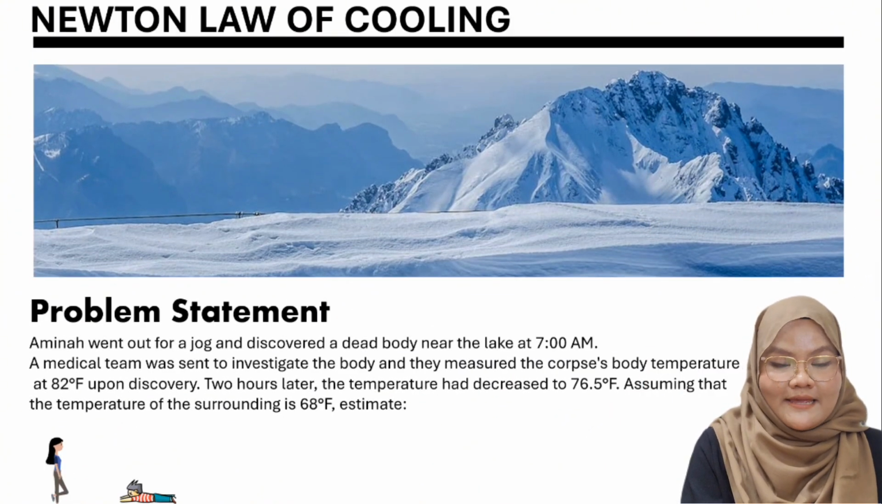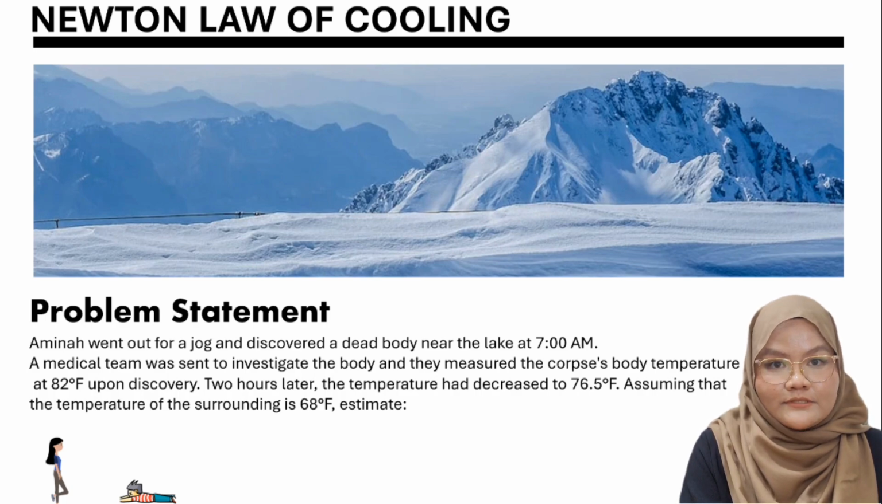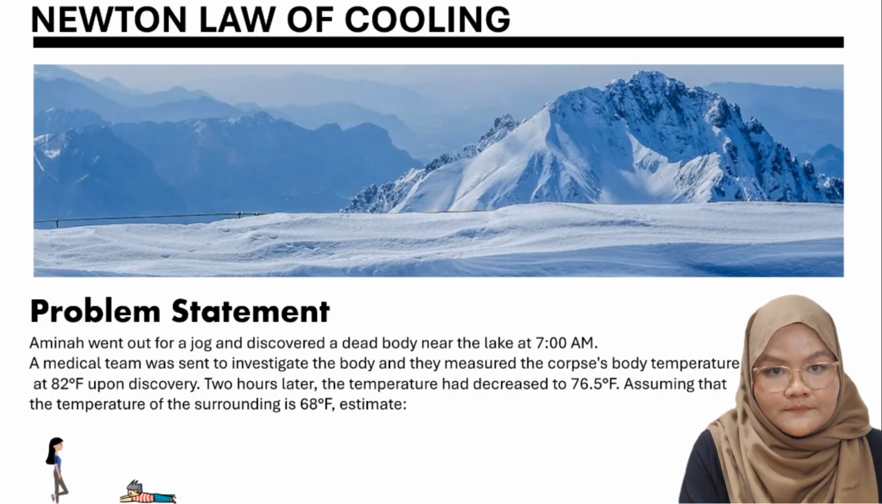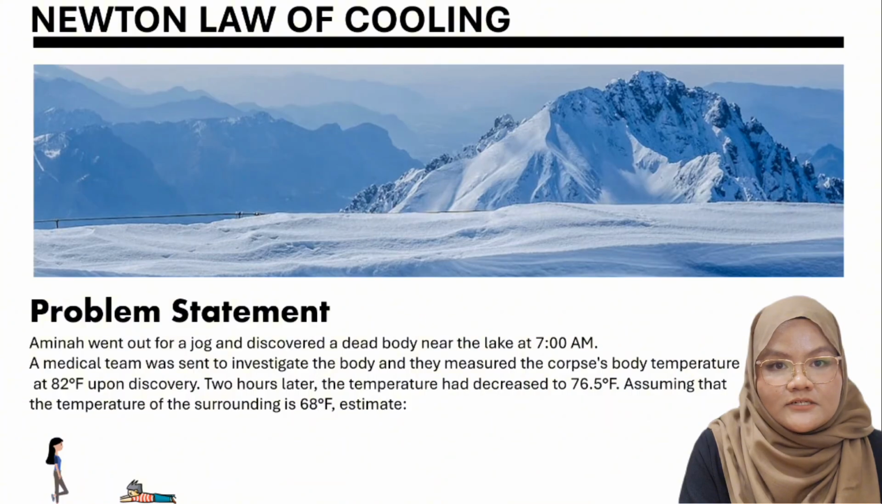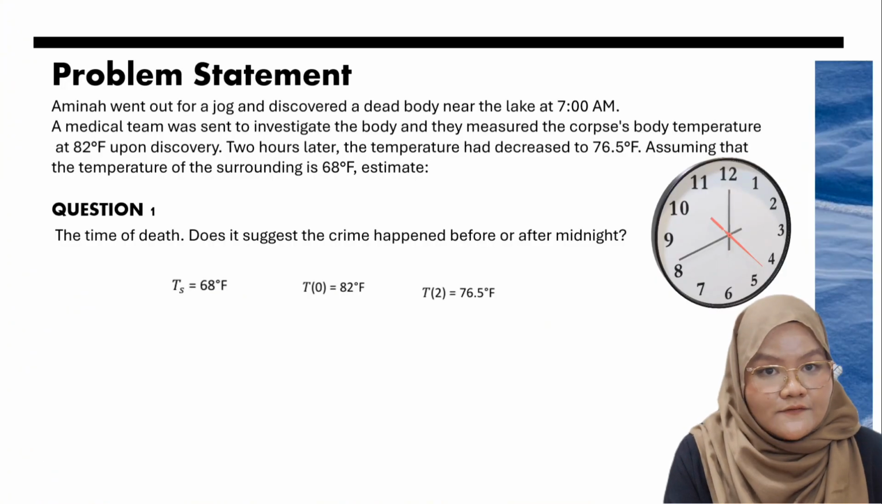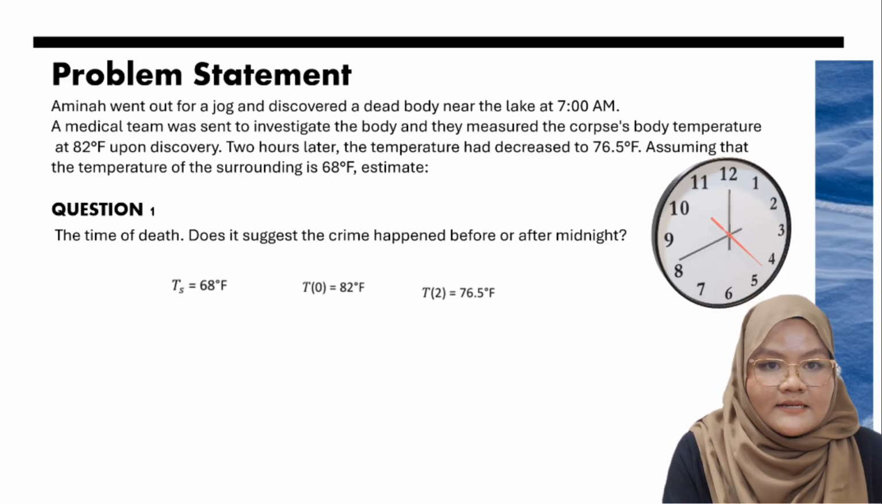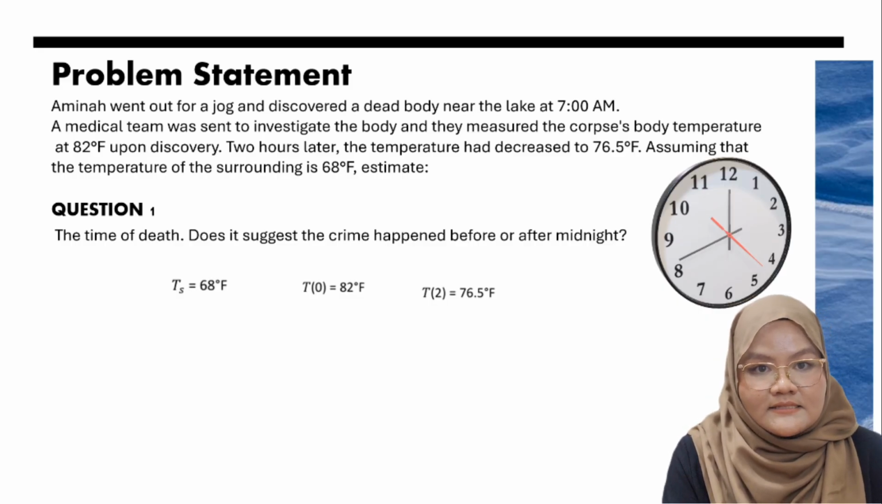Amina went out for a jog and discovered a dead body near the lake at 7 a.m. A medical team was sent to investigate the body and measured the corpse's body temperature at 82 degrees Fahrenheit upon discovery. 2 hours later, the temperature had decreased to 76.5 degrees Fahrenheit. Assuming that the temperature of the surroundings is 68 degrees Fahrenheit, estimate: the first question is, estimate the time of death. Does it suggest the crime happened before or after midnight?